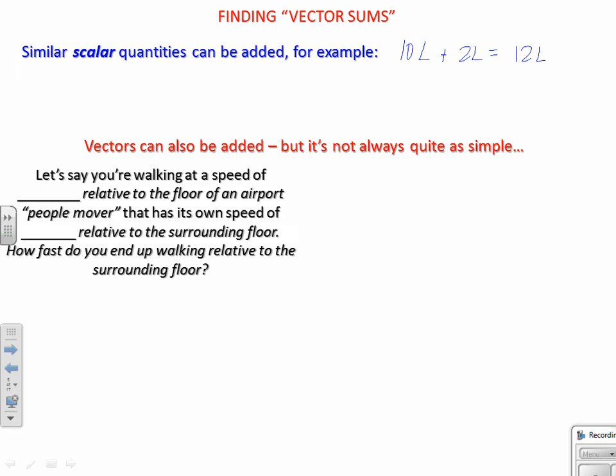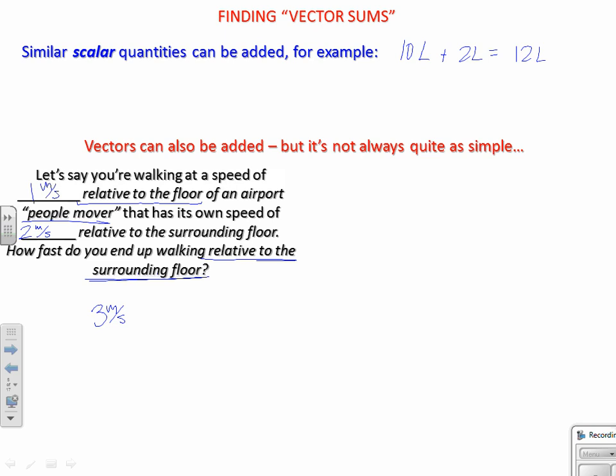Let's say you're walking at a speed of, well, let's say that people walk at about 1 meter per second. That's how fast you walk, relative to the floor of an airport. Oh yeah, the people mover thing, right? You know those conveyor belts that you walk across on flat ground? And let's say that thing moves at, I don't know, 2 meters per second on its own. The question is, how fast do you end up walking? Again, relative to the floor, to some dude who's just standing there in the hall. Well, you end up moving. Anyone? Anyone? Hopefully we can pick this out. 3 meters per second.